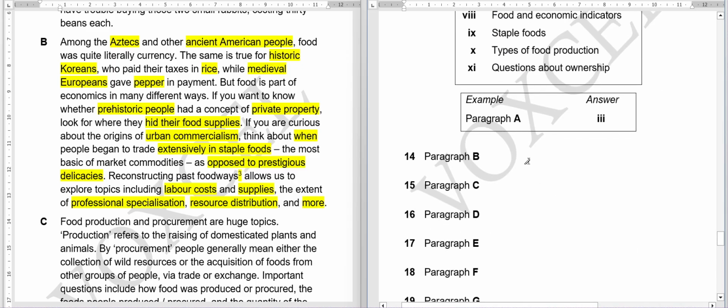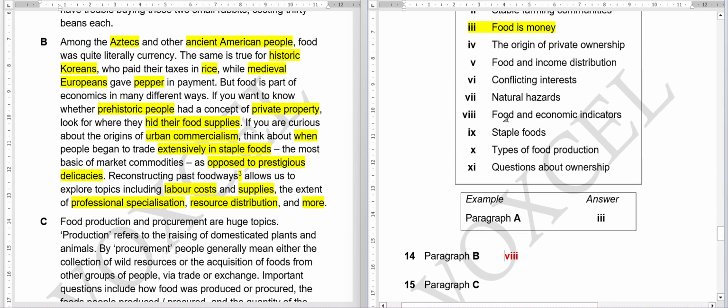Yes. This is our answer. First, let me write down the answer here. Then I will explain why this is our answer and where the location is. So this eighth is our answer for B. If you were able to find this particular answer, congratulations. But can you tell me where the location of this particular thing is?